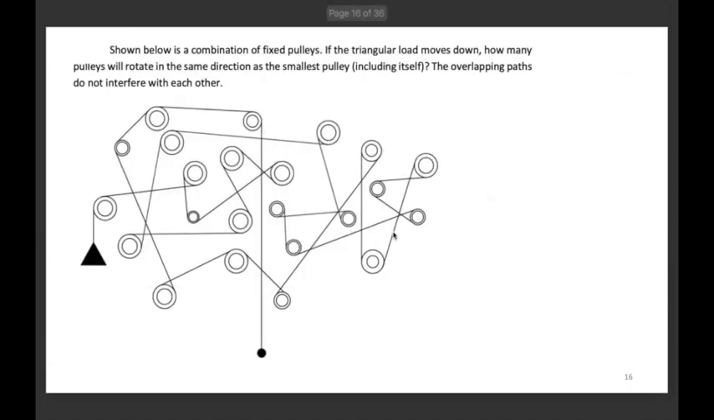Shown below is a combination of fixed pulleys. If the triangular load moves down, okay, the load is moving down in this case.